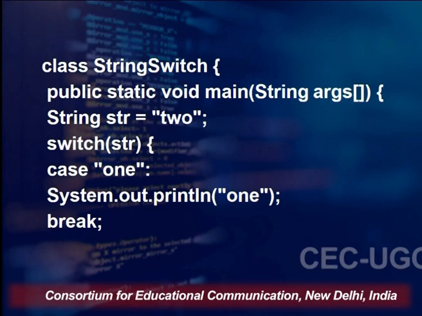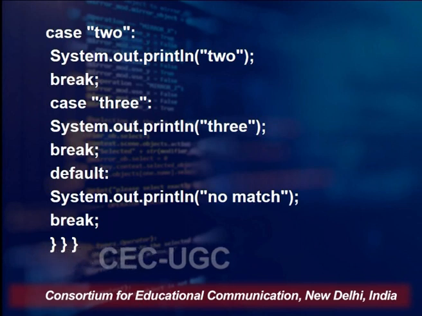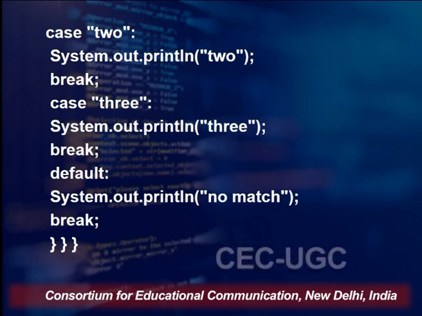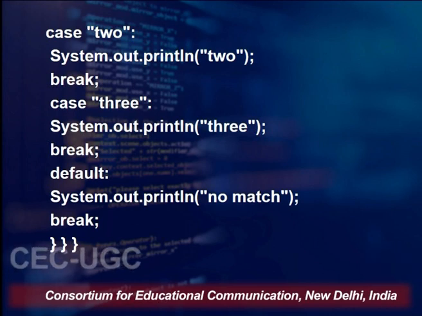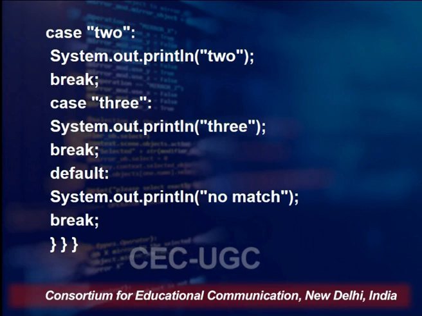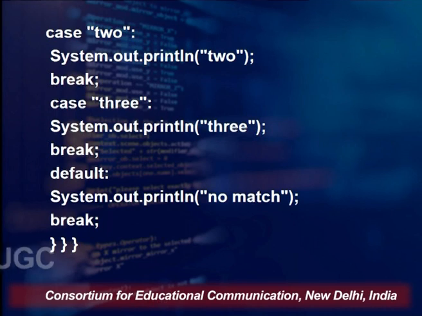System.out.println, if a match is there, it will print 1, otherwise it will go on. Then case 2, System.out.println 2. If it is going into 2, then it will do a break here and come out of it. Similarly case 3, and then a default statement which says no match. So in this way we can also use string variables.